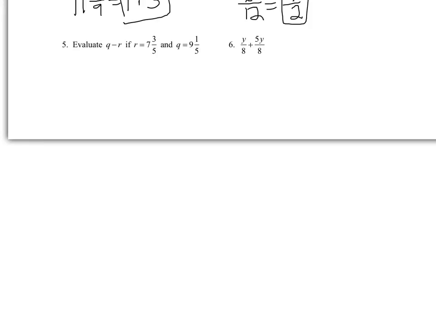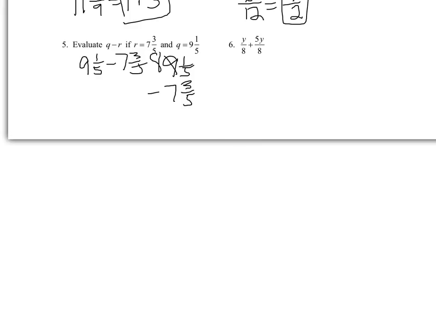Okay, it says evaluate Q minus R if R is 7 3/5 and Q is 9 1/5. Now, we would have 9 1/5 minus 7 3/5. So I see that I have mixed numbers being subtracted, so I'm going to set this up vertically. 9 1/5 minus 7 3/5. Now I can't do 1 minus 3 here, so I'm going to have to do that renaming or borrowing.